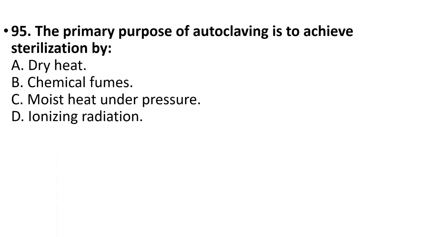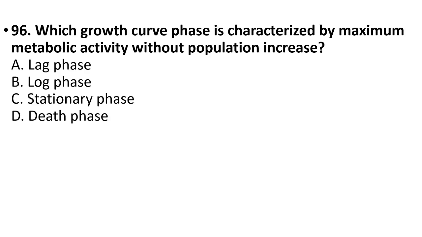Neisseria gonorrhoeae. 95. The primary purpose of autoclaving is to achieve sterilization by dry heat, chemical fumes, moist heat under pressure, ionizing radiation. Your answer is option C. Moist heat under pressure. 96. Which growth curve phase is characterized by maximum metabolic activity without population increase? Lag phase, log phase, stationary phase, death phase. Your answer is option A.